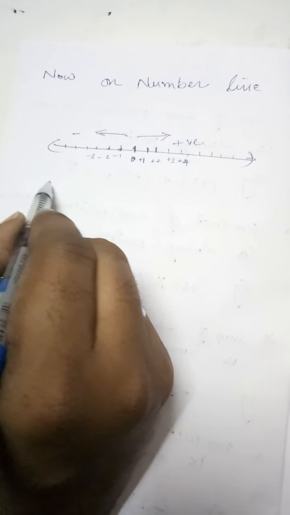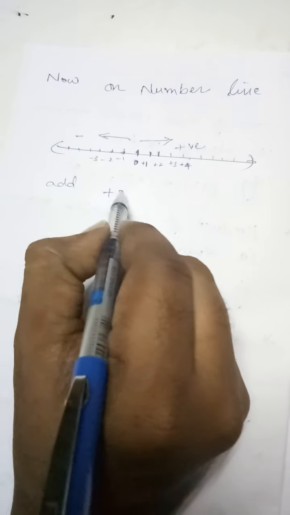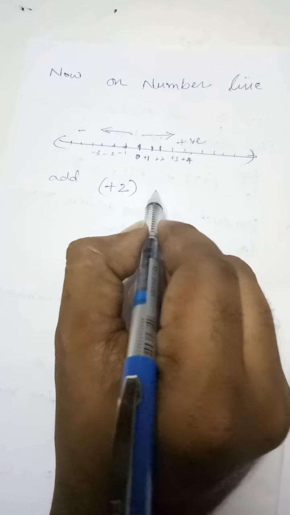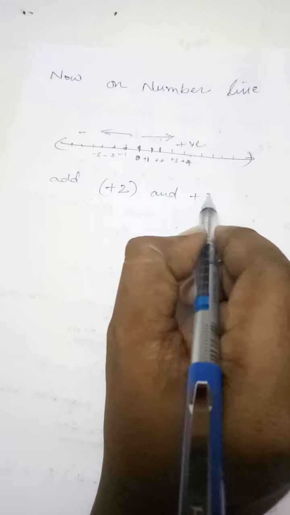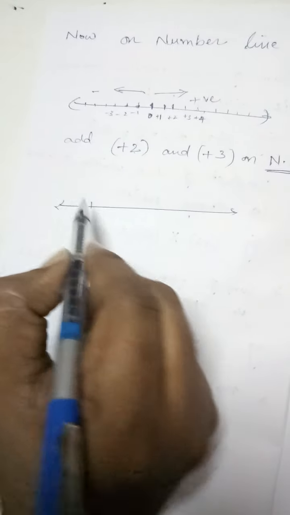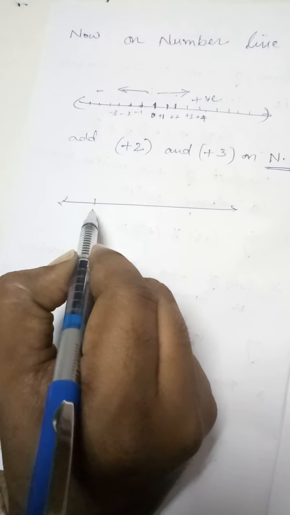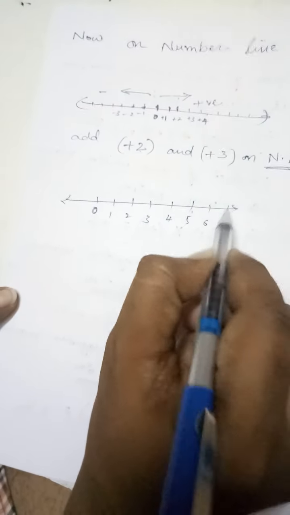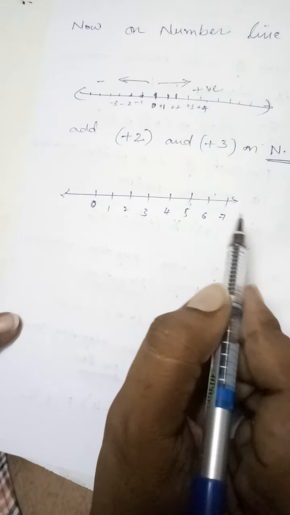Now how to add some positive numbers. I'm taking positive numbers, plus 2 and plus 3, on the number line. How to add? Draw a line and mark it as 0. Here there are no negative numbers, so we need not plot the negative numbers. So start with 0, 1, 2, 3, 4, 5, 6, 7. Randomly I have written 7 numbers here.